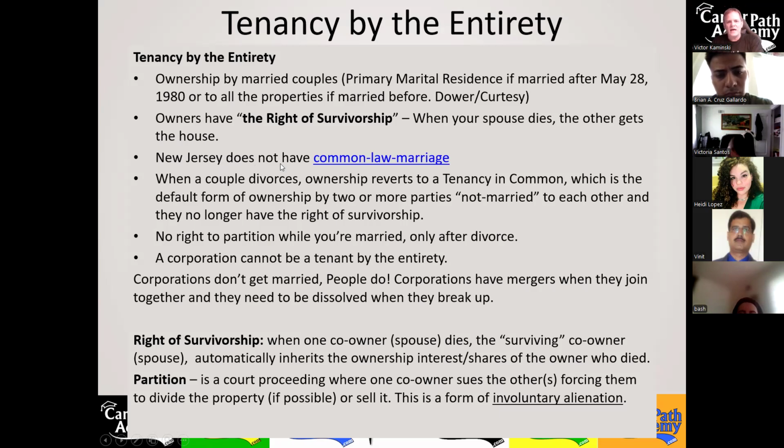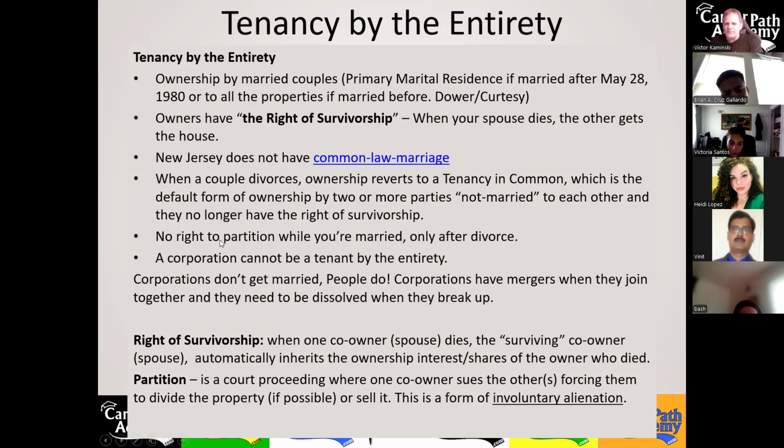So New Jersey does not have common law marriage. And when a couple divorces, ownership reverts to a tenancy in common, which is the default form of ownership of two or more parties not married to each other, and they no longer have the right of survivorship, which is why one spouse can take the other to court to sell off the property so that they could get their percentage of the ownership, unless a judge ordered one spouse to get that property and be the sole owner, which could possibly happen, like in the event you have children, and things get a little bit more complicated when we get into different scenarios like that.